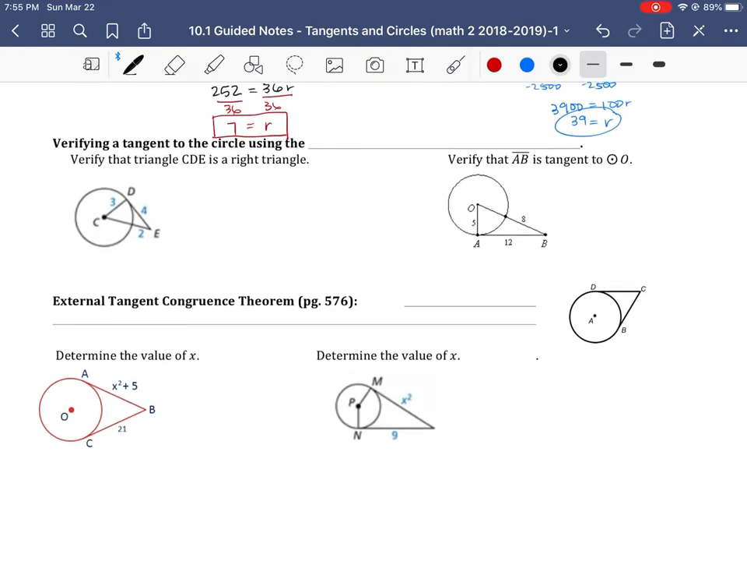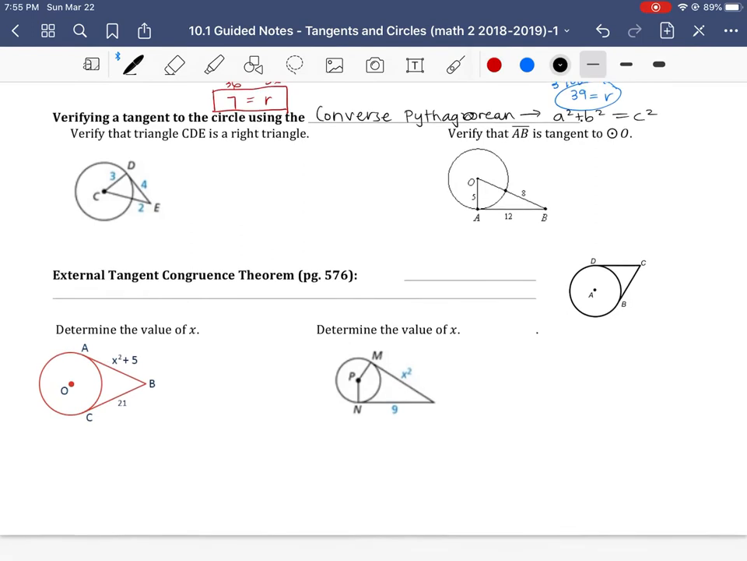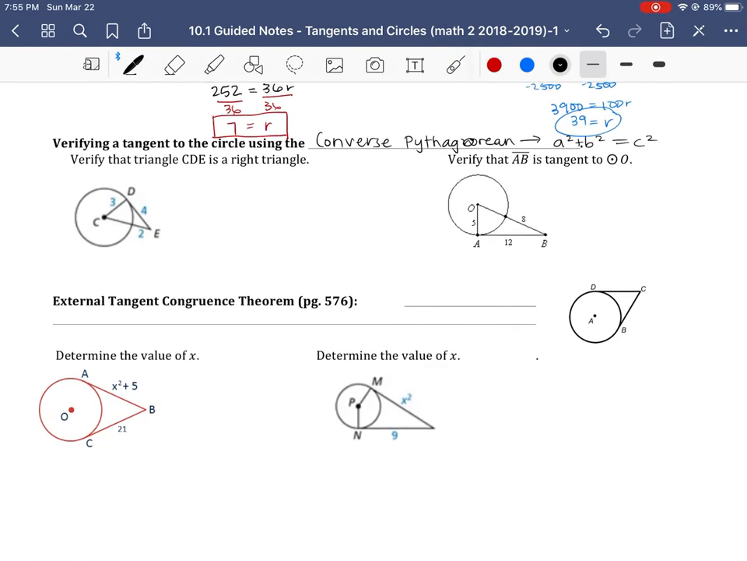All right, on these last ones, verify a tangent to the circle using the converse Pythagorean theorem. So remember, sometimes we have a triangle and we don't know if it's a right triangle. So what we do is we test it. We take the two short sides and we see if it's equal to c squared. So we used that a lot last chapter as well.